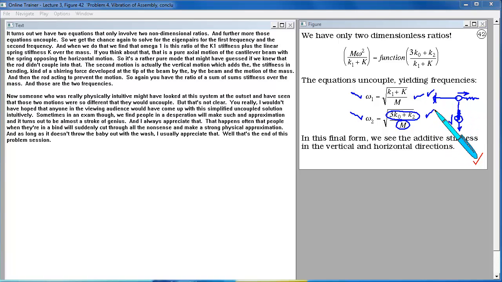Sometimes in an exam, though, we find people in desperation will make such an approximation, and it turns out to be almost a stroke of genius, and I always appreciate that. That happens often, that people, when they're in a bind, will suddenly cut through all the nonsense and make a strong physical approximation. And as long as it doesn't throw the baby out with the wash, I usually appreciate that. Well, that's the end of this problem session.